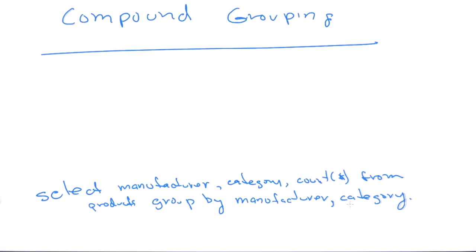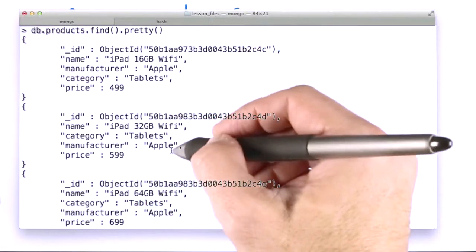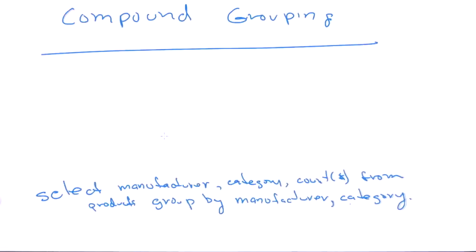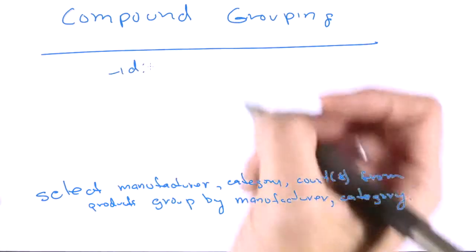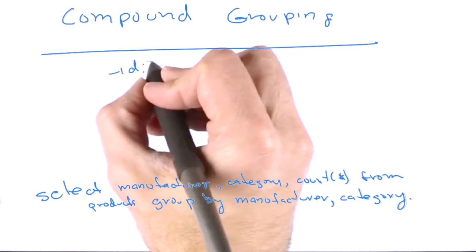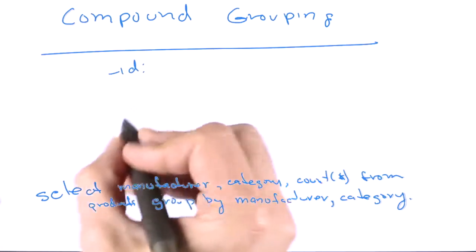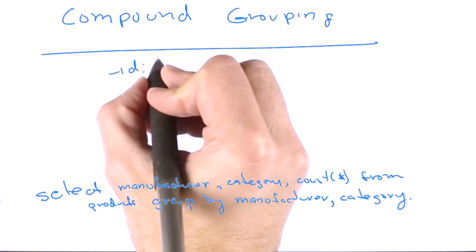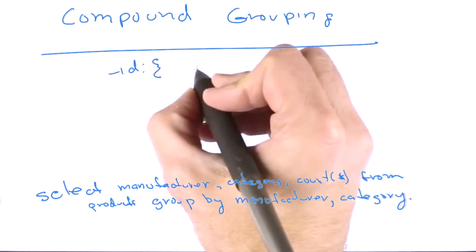And if you recall, the data set looked like this. So we want to find the number of products that each manufacturer has in each category. We do this using the aggregation framework by having a compound _id key. So rather than just say that we want to organize our grouped documents by manufacturer, I might say I want to organize them by manufacturer and category.